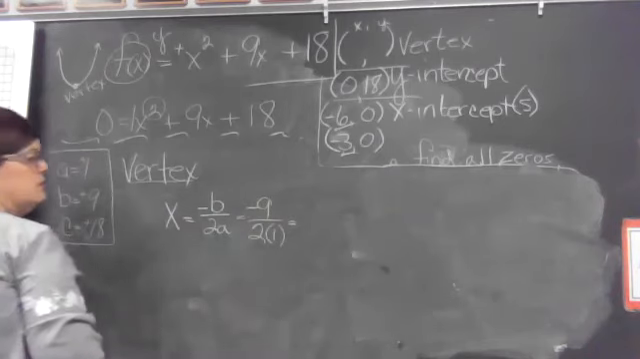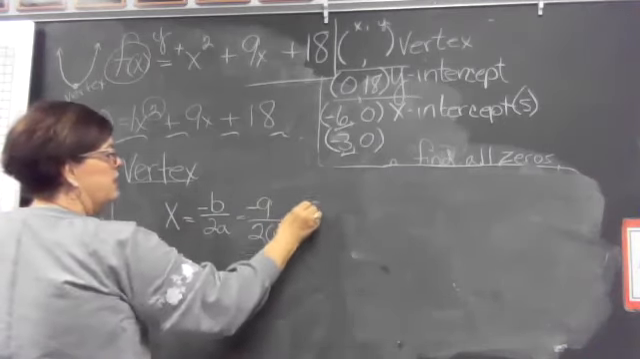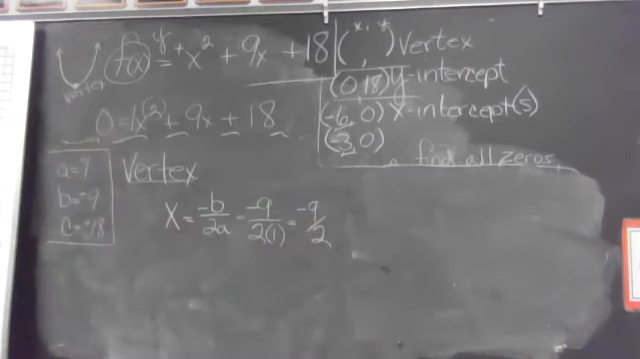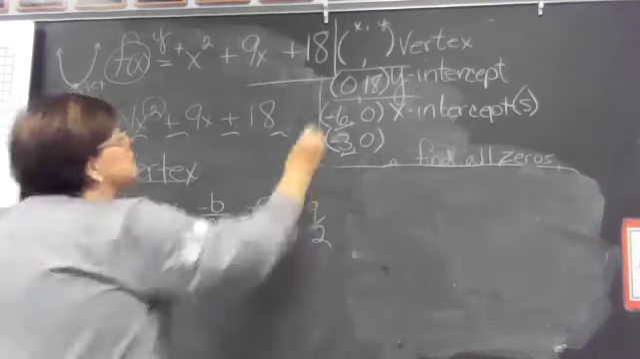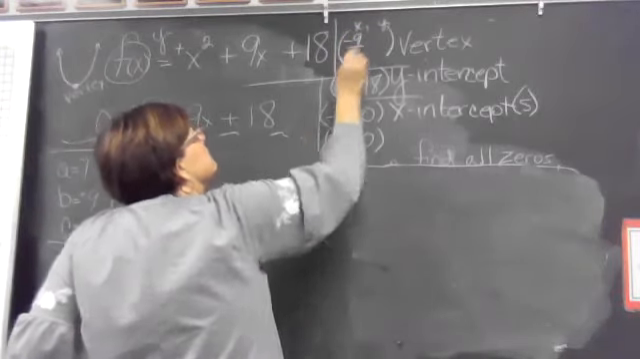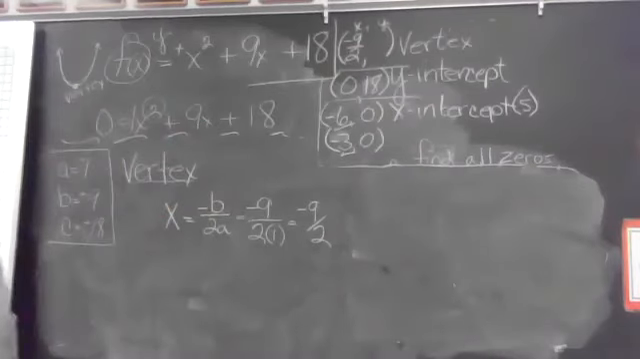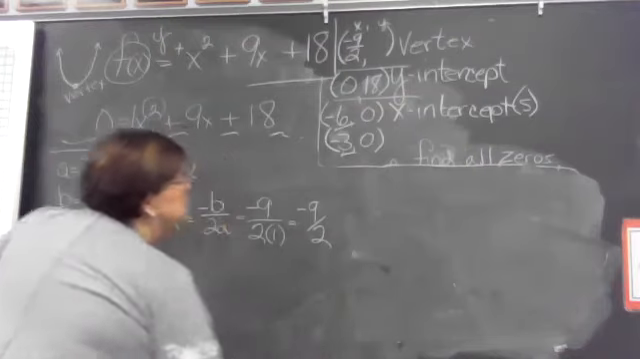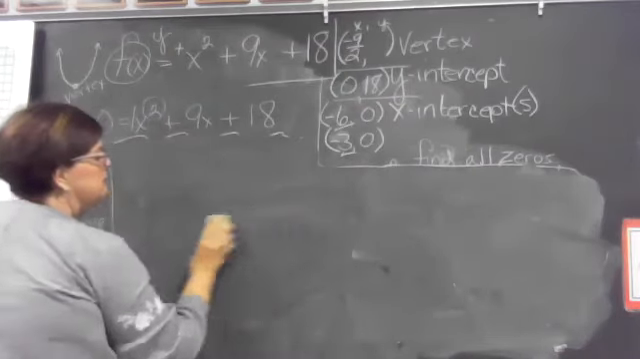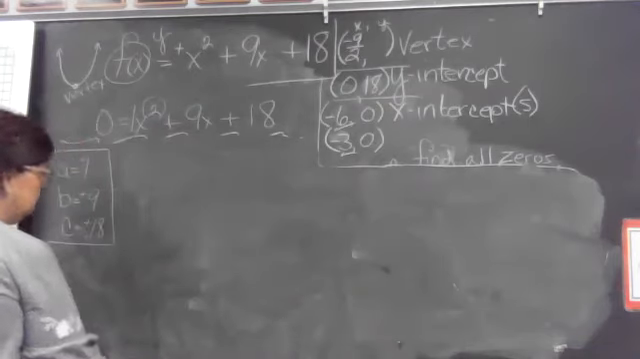So my x of the vertex is negative 9/2. Are we okay? So up here in the vertex, negative 9/2 is our x part. When we find the x part, we can go straight to the original problem and plug in our x's.